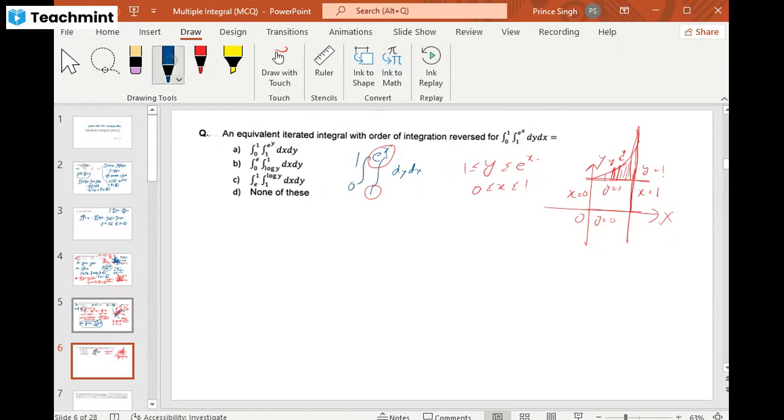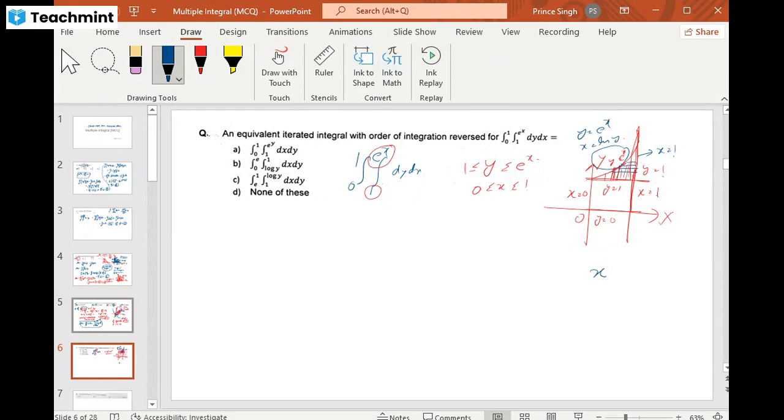Now I want to change the order of integration. Change of order of integration means that instead of moving vertically, firstly we move horizontally. Horizontally means the value of x starts from the curve and ends at this line. This line is x equal to 1. And what is this particular equation? y equal to e power x. So what is the value of x? It is log of y. So what is the limit of x?